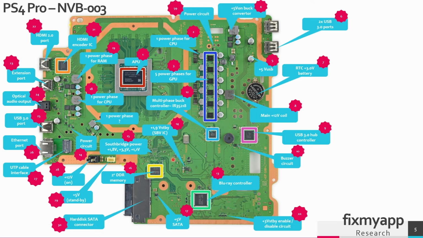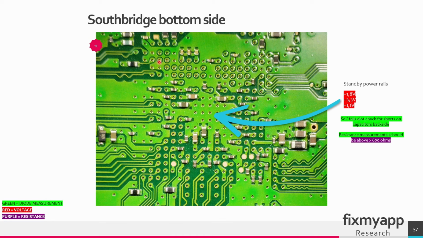In region 15 this is the bottom side of the Southbridge chip, and on the bottom side you can find the 1.8 volt, 3.3 volt and 1.1 volt. So if you measure the capacitors near this Southbridge you can find these voltages. So this is the Southbridge from the bottom side. When you probe these capacitors with a multimeter you can find 1.8 volt, 3.3 volt and the 1.1 volt.